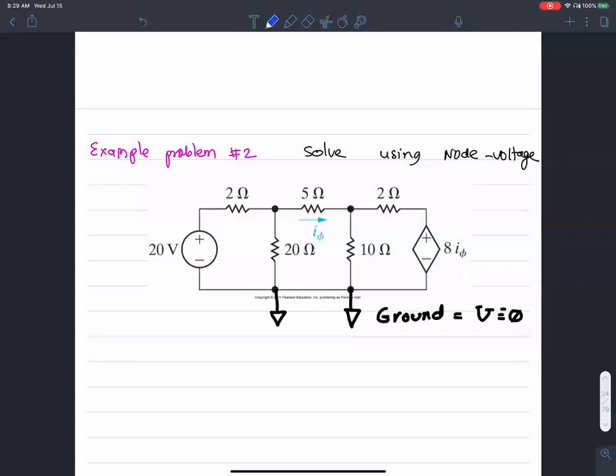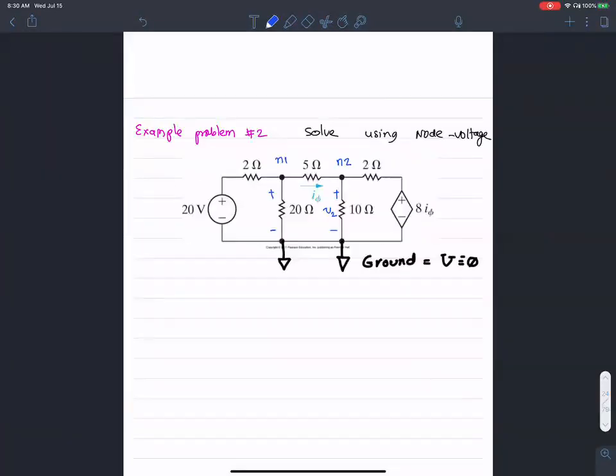Now, that's the first step. The next step is to identify the nodes. So I'm going to call this one a node because more than one circuit element meets there. So that's node N1. Here is another node. I'm going to call this node N2. That's step two. What's step three? Step three is to write KCL at each of these nodes. So I begin by setting up voltages. This I'm going to call V1, and that guy V2.